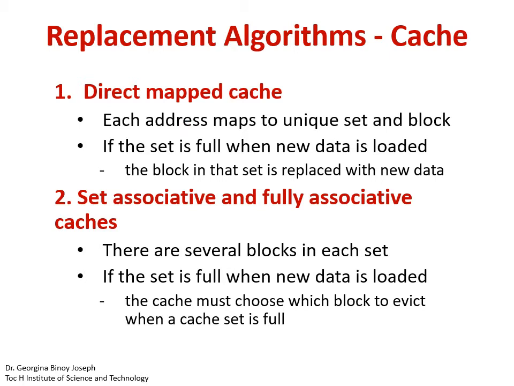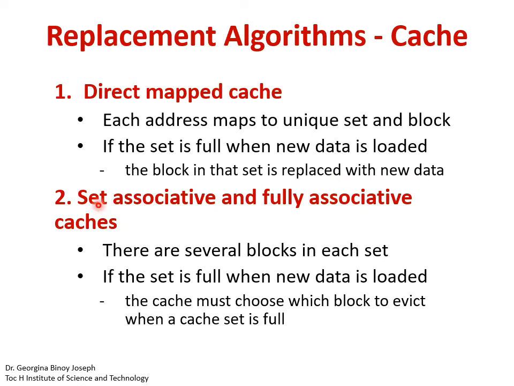Each address maps to a unique set and block. So each address in the main memory maps to a unique set and block in the cache. So if that set is full, when new data is loaded into the cache, then the single block in that set is replaced with new data. So there is no confusion. Now in the cache there is just one block sitting inside each of the sets. So when the particular set is full and when new data has to be loaded into that set, the block in that set is replaced with the new data.